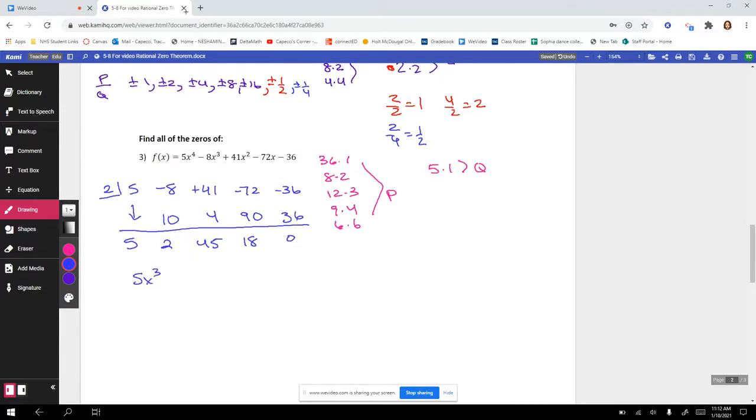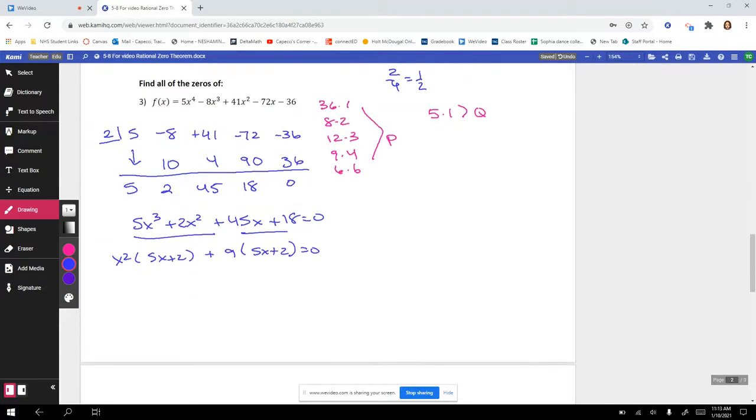So I have 5x to the third plus 2x squared plus 45x plus 18 is equal to 0. Again, 4 terms, so I can only use factor by grouping. So I'm going to take out x squared, and I'm left with 5x plus 2, plus 9, and I'm also left with 5x plus 2. My greatest common factor is 5x plus 2, and I'm left with x squared plus 9. That equals 0. So I have 5x plus 2 is equal to 0. X squared plus 9 is equal to 0.